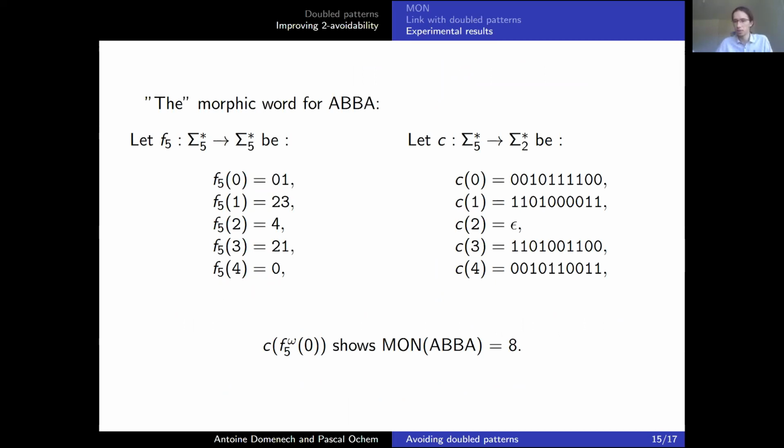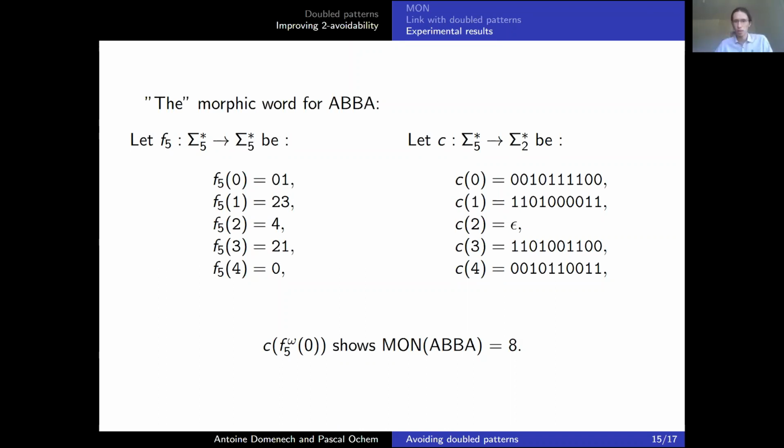So for ABBA, it's not a conjecture. We know that 8 is a lower bound, and that it is reached by this morphism. So it is the minimal occurrences number. And a very interesting property is that there is only 1 language of factors for the words with only 8 occurrences of ABBA. So if you take any infinite word that has only 8 occurrences of ABBA, then it will have the same language of factors as this one.